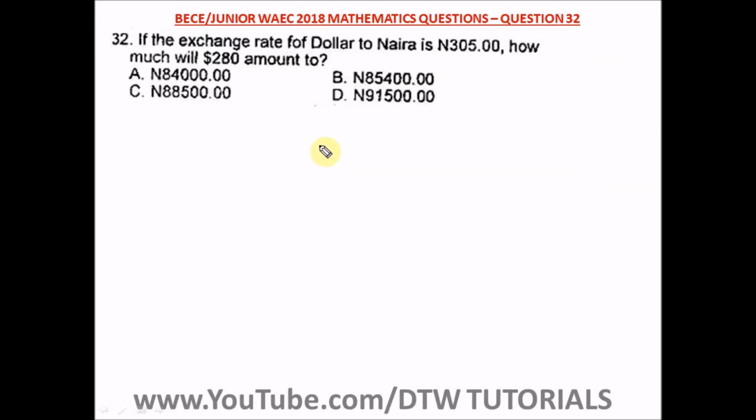Question 32 of the BECE Junior WAEC 2018 Mathematics Past Question. That's your OBJ question 32. It says, if the exchange rate for dollar, this should be R, okay, for dollar to naira is 305 naira. Okay, how much will $280 amount to? Okay, this is quite straightforward. All right, if the exchange rate for dollar to naira, that's for $1 to naira, is what?